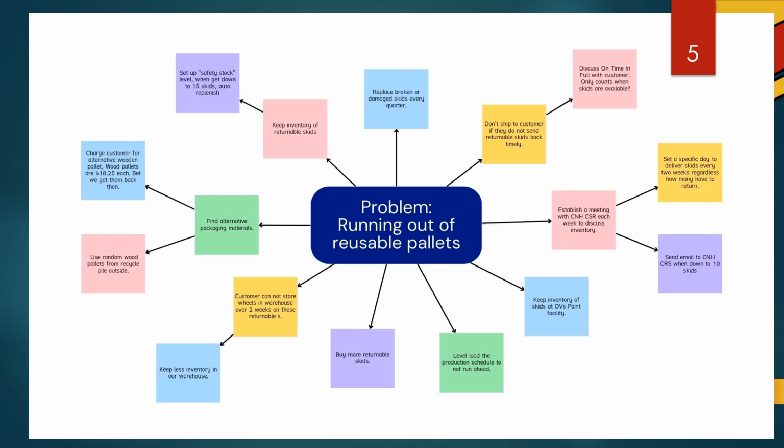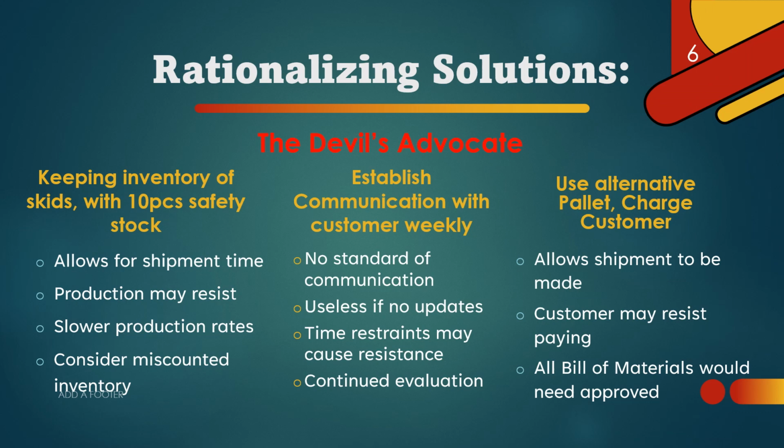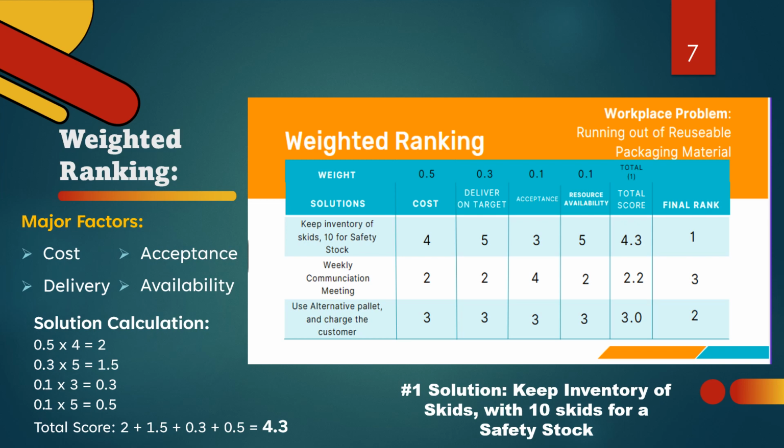Here is a mind mapping diagram of all the solutions that were generated during our brainstorm. I used the devil's advocate process to stir up some constructive criticism, looking at all possible sides, the good, the bad, and the indifferent. Applying this to my solutions revealed that production and customers may resist some changes. It's going to slow down production rates, and changing the bill of materials would need to be approved by the engineers.